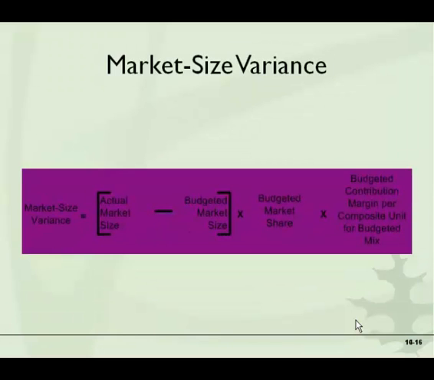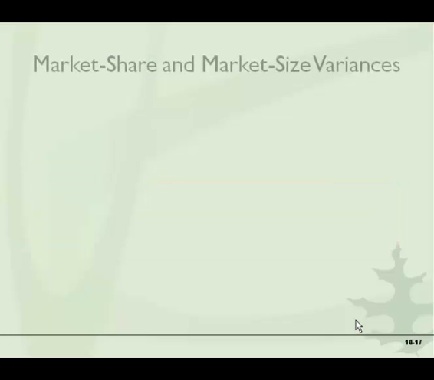Market size variance is the difference between actual market size and budgeted market size times the budgeted market share times the budgeted contribution margin per composite unit for budgeted mix. And market size variance can be calculated by taking the difference between actual market size and budgeted market size times the budgeted market share times the budgeted contribution margin per composite unit for budgeted mix.